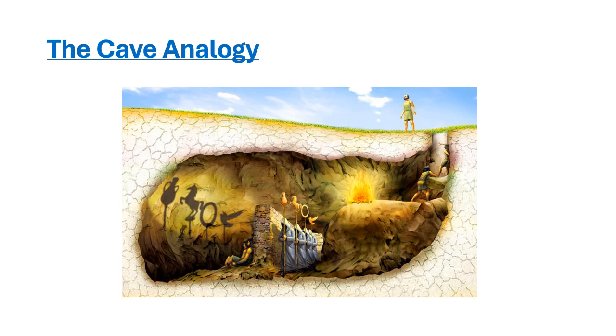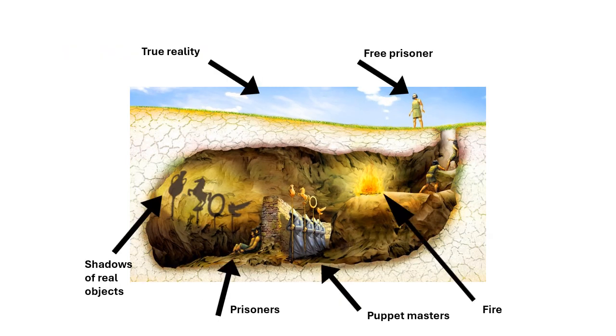Then he makes his way out of the cave. He sees the puppet masters. He sees the shapes that are forming the shadows on the wall. He sees the fire, and then he's able to make his way out of the cave up into reality, into the outside world. And then he sees the truth of things. He sees the real sun, the real clouds, the real nature. The only things of which he'd seen before were shadows of those things silhouetted on the wall. And now he sees the truth of those things.